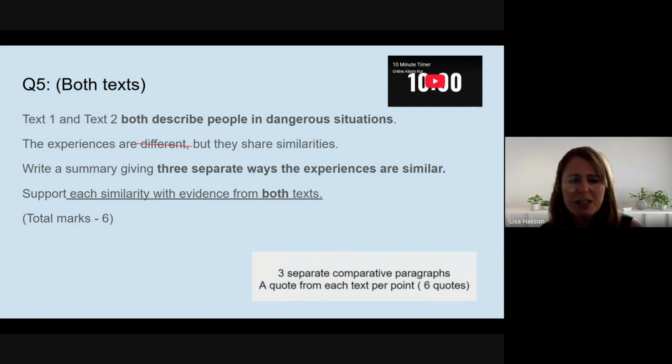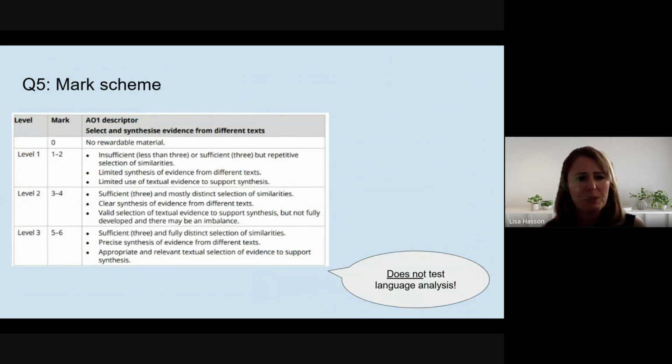Okay, so what you needed to do here was 3 separate comparative points, and you do need a quote from each text per point to hit the maximum mark. So in total, you're going to have 6 quotes on this question. If you drop a quote or you don't have 3 comparative paragraphs, you will be penalised in terms of your marks. So this is the mark scheme, and this is how it works.